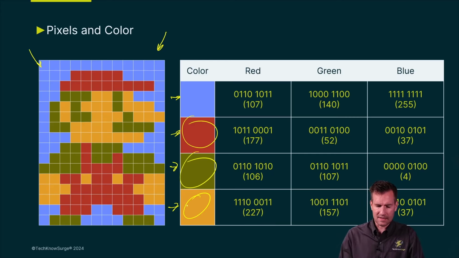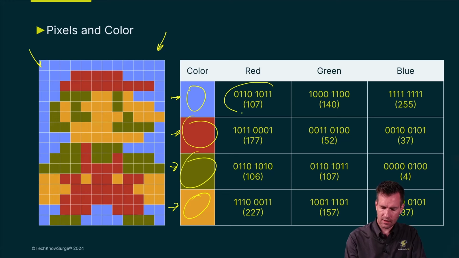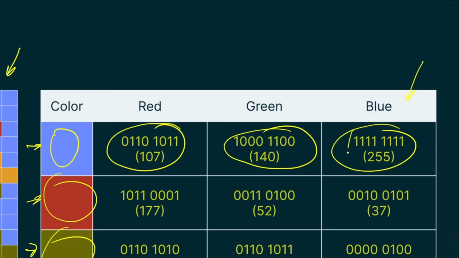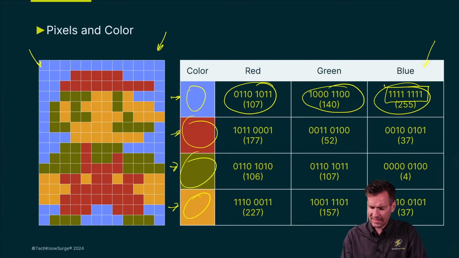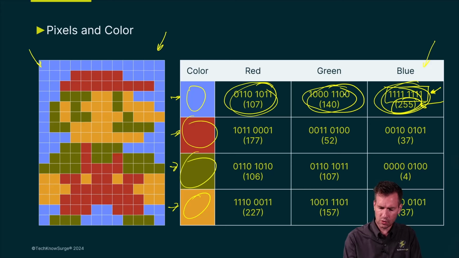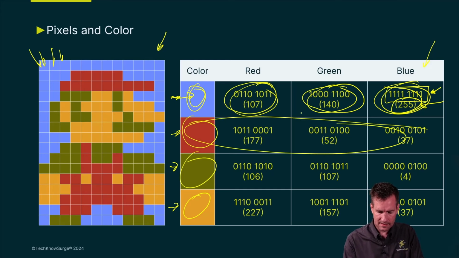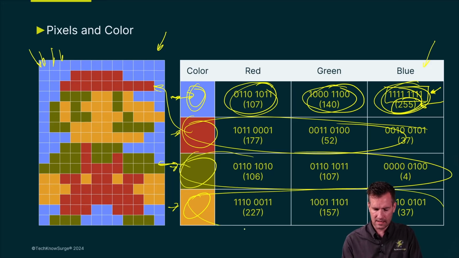So this blue is made up of a certain amount of red, a certain amount of green, and a certain amount of blue. Notice that blue is all ones. So this is 100%. This is what it's written out in binary form, and this is what it is in decimal form. So all ones would be 255 in decimal form. So what we have here is a representation of how much red, how much green, and how much blue creates this color of blue, and that's what's filled in here. Then we also have this color right here, and we see some of that in this picture. We also see this green right here and this yellow right here.